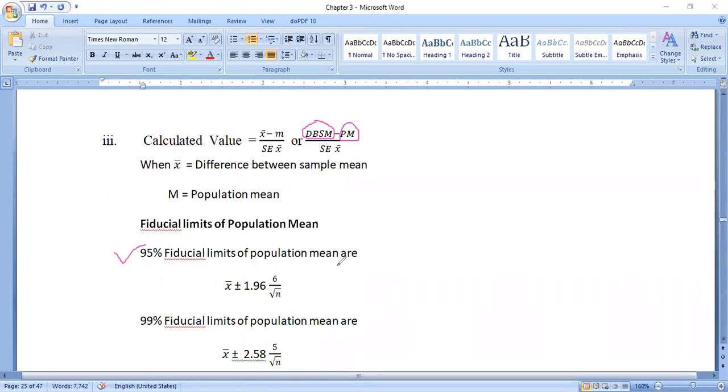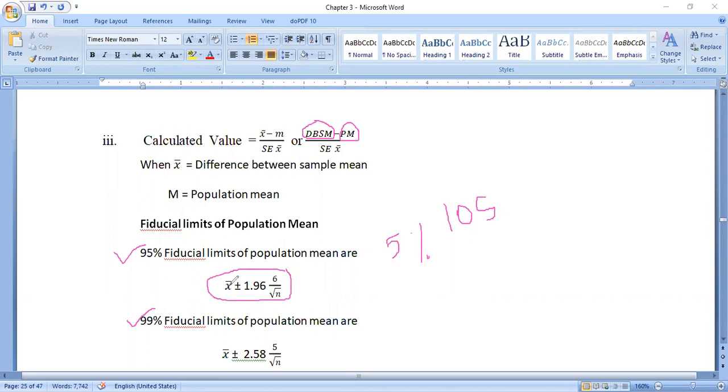In the given question, we need to identify this. Sometimes the examiner, for your confusing purpose, will mention 95% or 99%. What do 99% and 95% mean? Here 95% indicates 5% LOS, level of significance. So 5% level of significance means 1.96 is the critical value. This is one more formula.